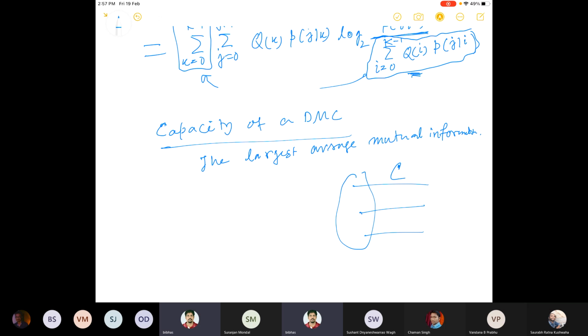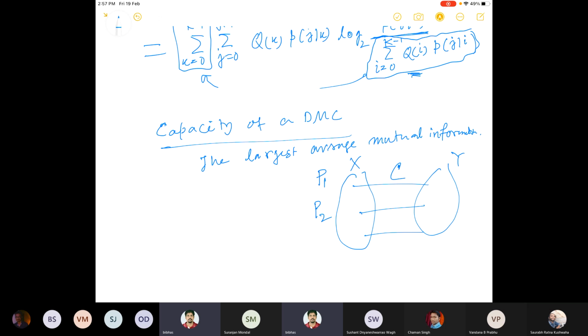I use one particular distribution, let's say some P1. I use some P1 distribution. So I'm sending X and then there is some Y. I'll receive some Y. Then there will be a mutual information between X and Y.